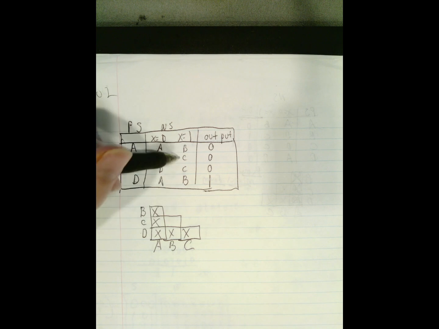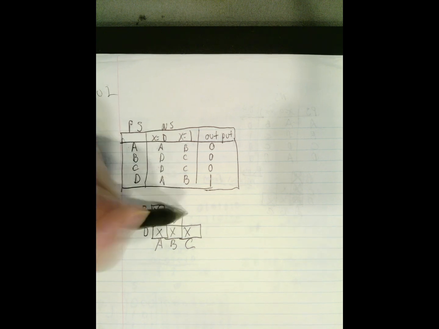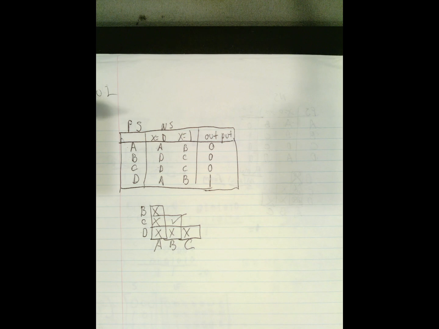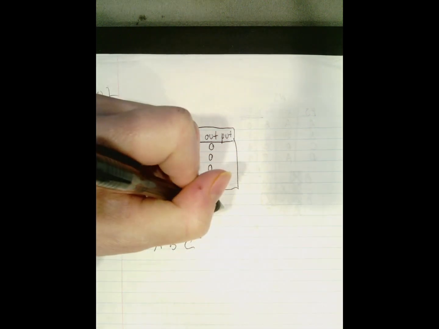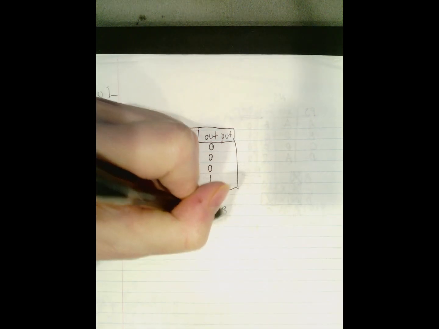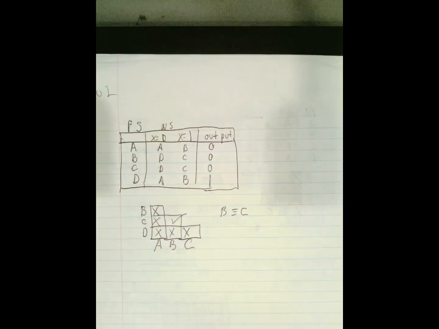And then we go B to C. BC is equivalent if D is equal to D, and it is. It's also equivalent if C is equal to C, if it is. Therefore, B is equal to C. And so now we have an equivalent that basically says row B is equivalent to row C.